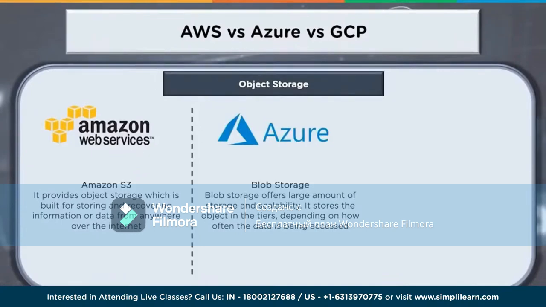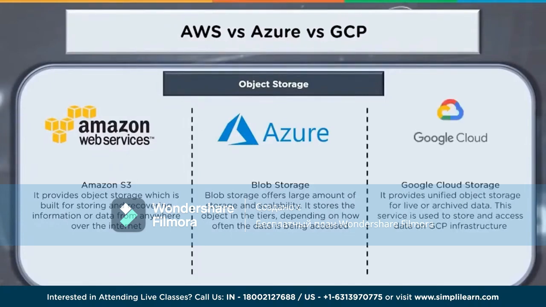Now the same thing applies to even S3, which is from Amazon. S3 also has different kinds of storage classes which can be selected when a user or an organization intends to use a storage service. And when I speak about storage classes, it basically means having a frequent access storage or an infrequent access storage, or what we call just an archival solution. Google Cloud has Cloud Storage, and it provides unified object storage for live or archive data. This service is used to store and access data on GCP infrastructure.